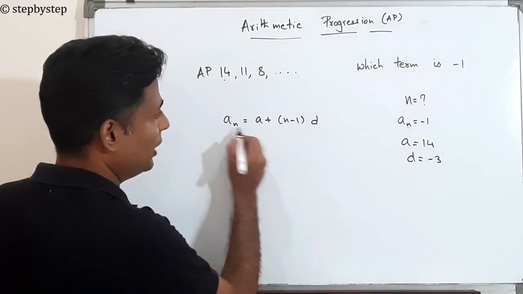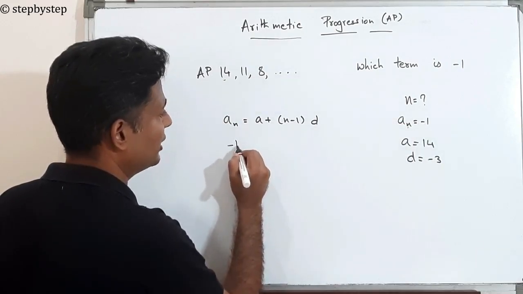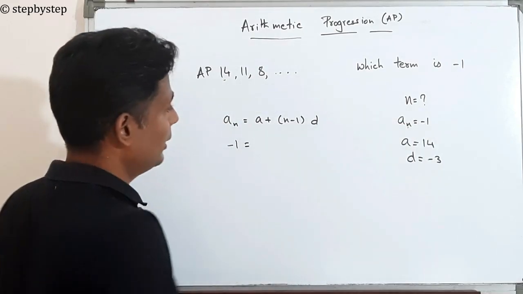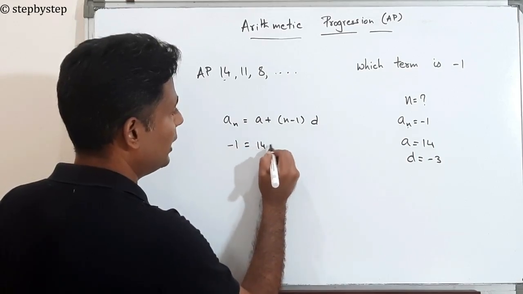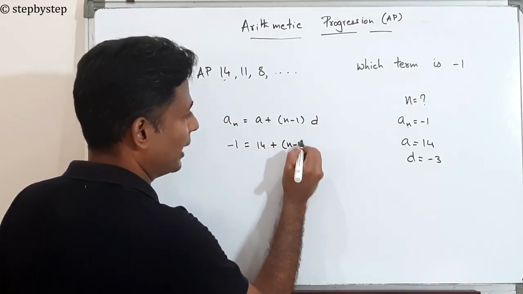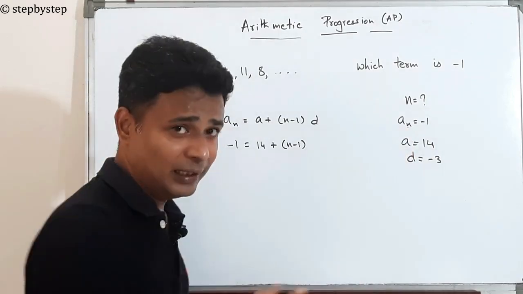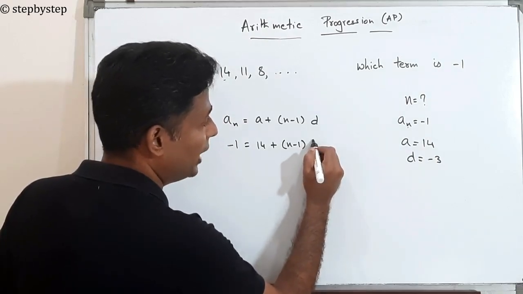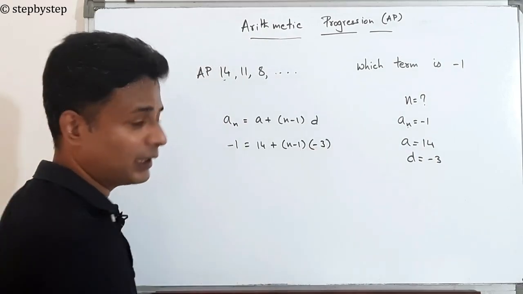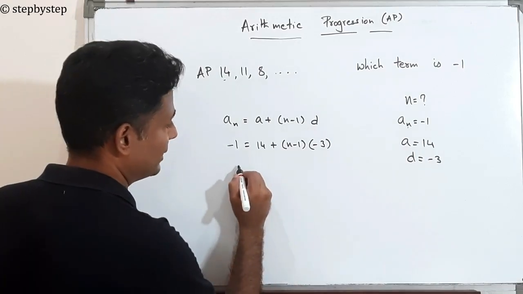Alright, now we know A of n. We just substitute in this formula, that is minus 1 equal to a, that is 14, plus n minus 1. This is what we have to find. They have asked us which term, means we have to find n. So n minus 1 into d, minus 3. Don't forget to take the minus sign and put brackets.